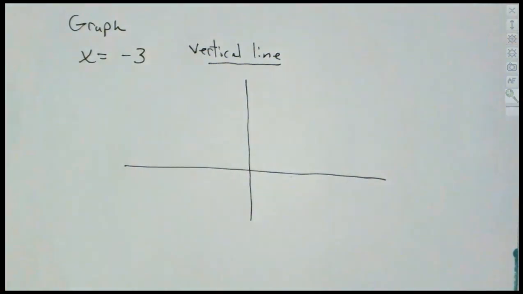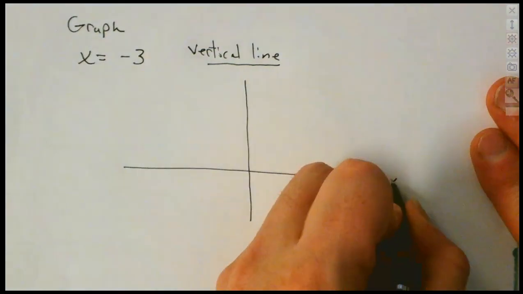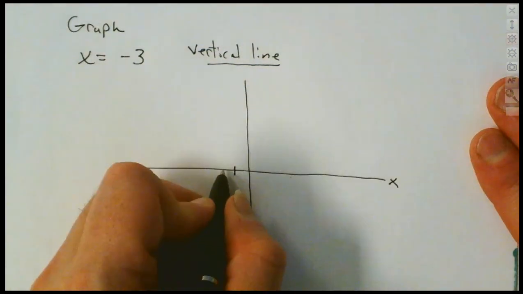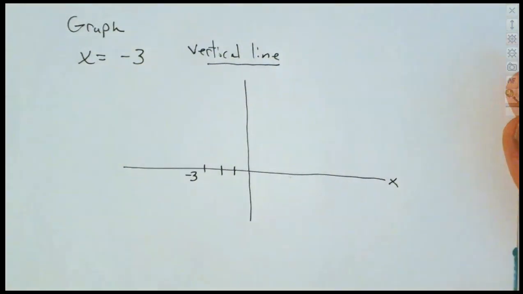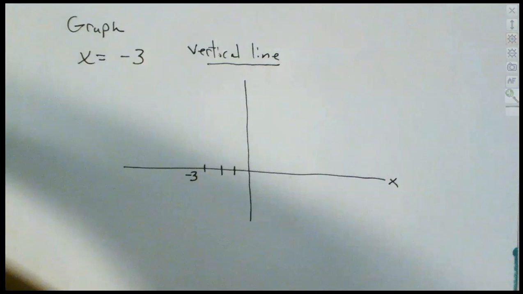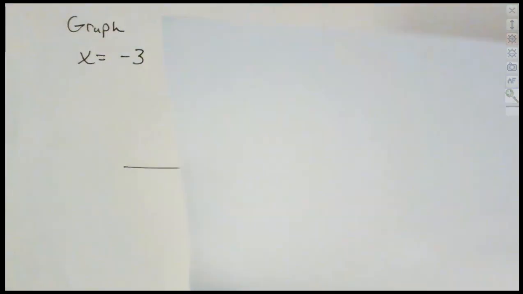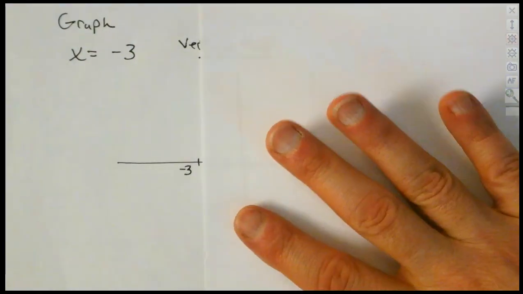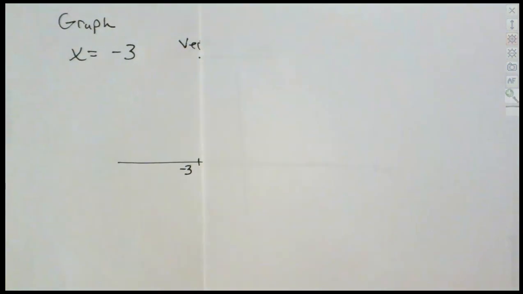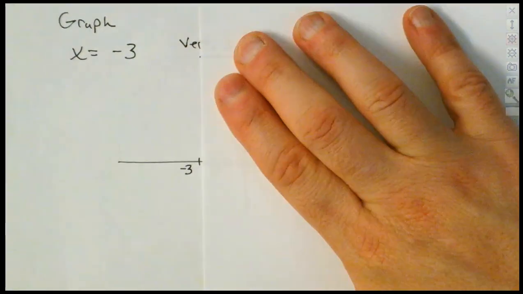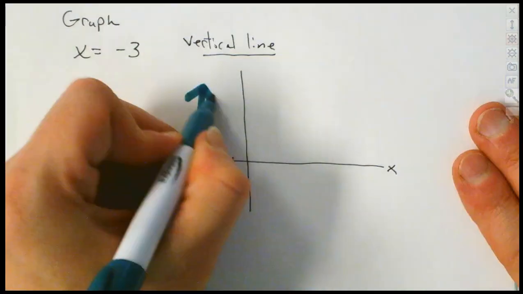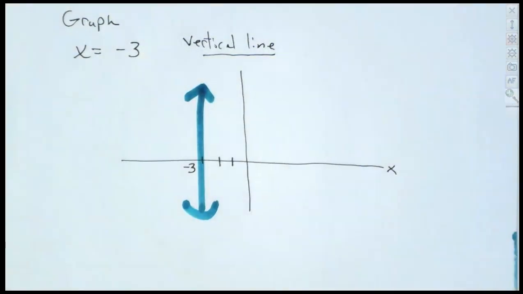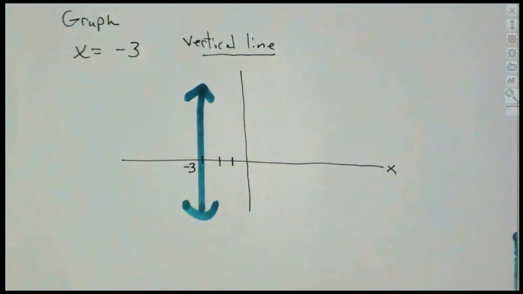So where is X going to be -3? Well, this is your X-axis, and it's going to be back 1, 2, 3. We have it. Take our ruler here, or straight edge, draw your vertical line, and that's it. So that's going to take care of that.